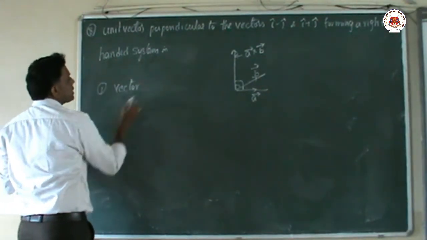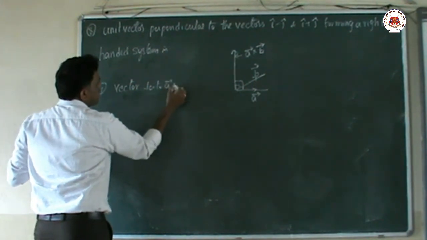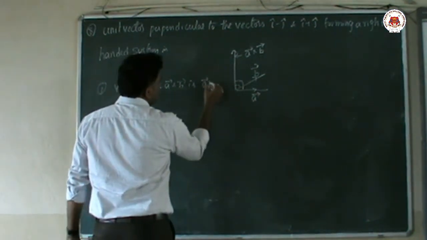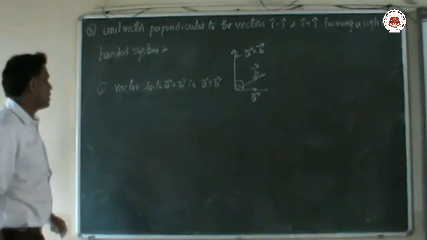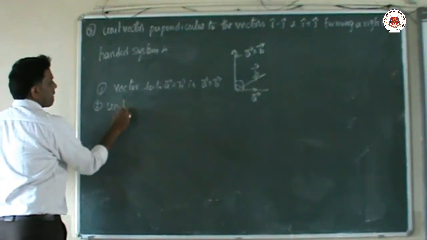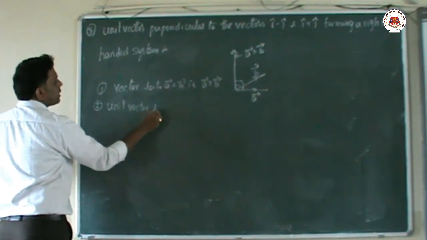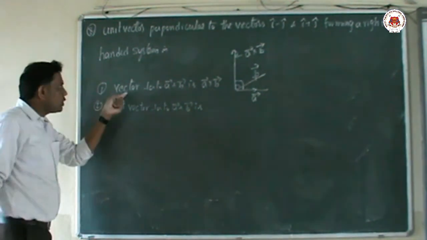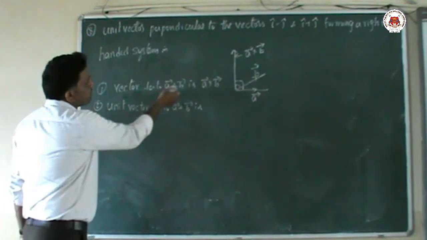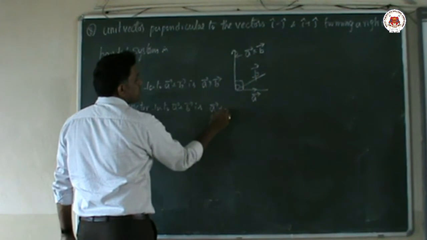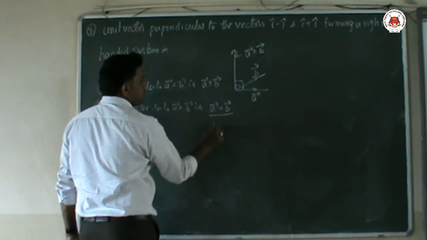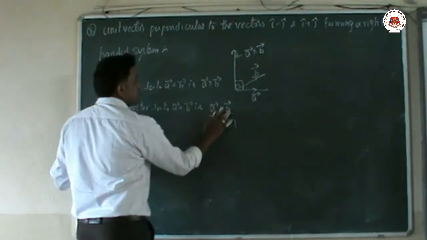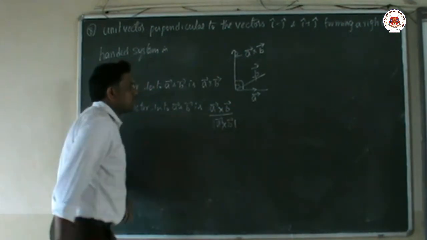First point is a vector perpendicular to vector A and vector B. The second point is a unit vector, the rest is the same. The unit vector perpendicular to vector A and vector B is the vector A cross vector B divided by the mod of vector A cross vector B. Sorry, not plus, this is the cross product.